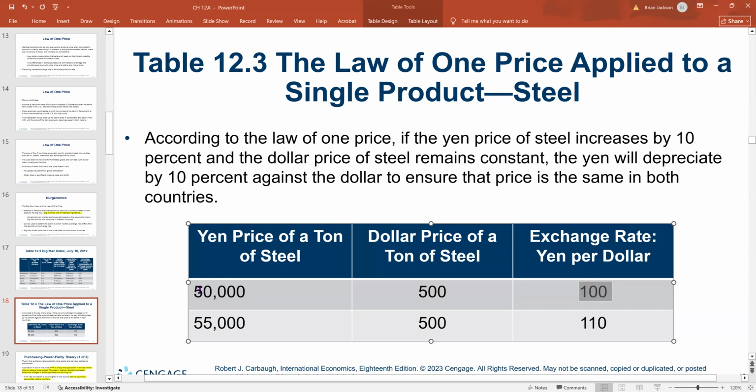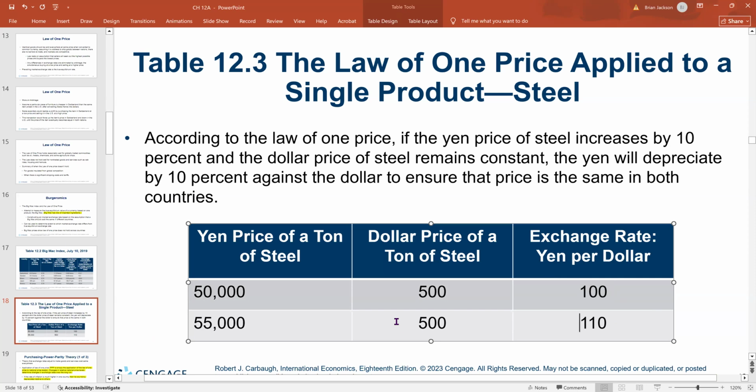and divide by the second one. You get 100, and then a year later you get 110. That would be the exchange rate movement, yen per dollar. So now it takes 110 yen to equal a dollar after a year has elapsed, when there's been inflation in Japan, but not in the United States.